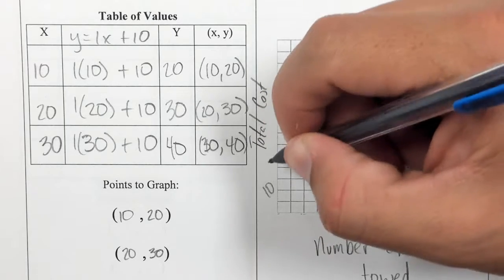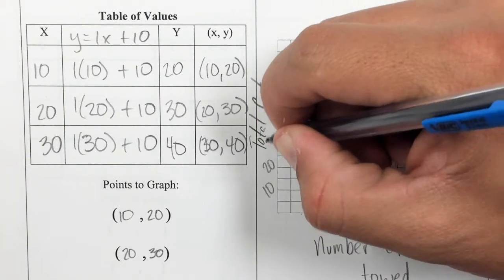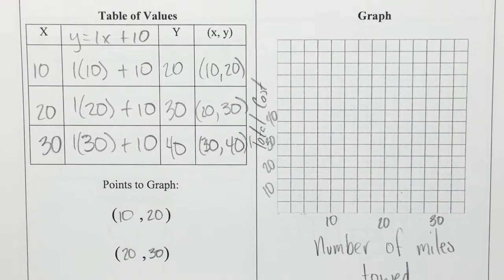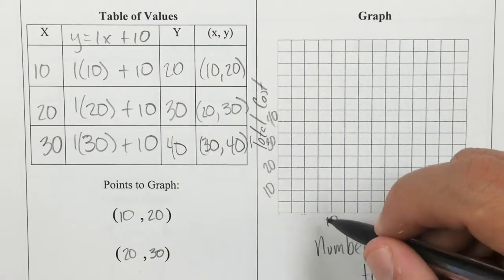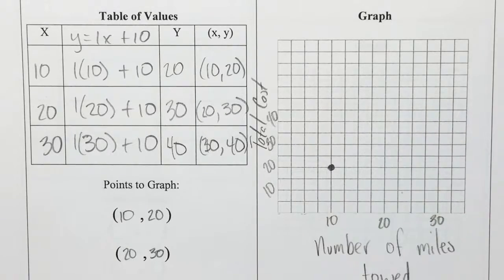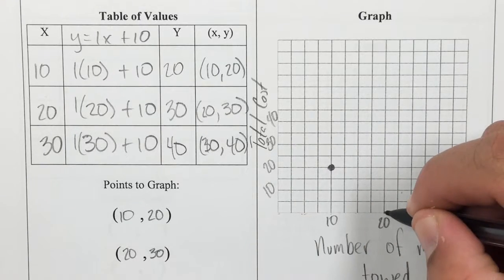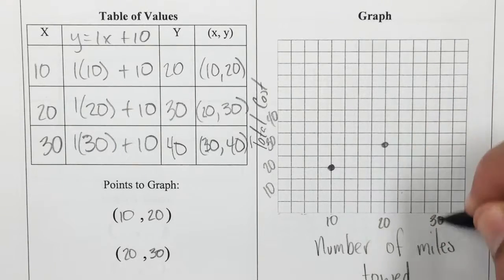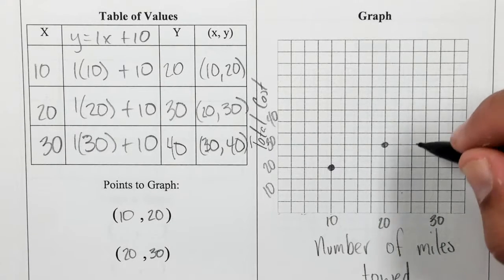I'll do 10, 20, 30, 40. Okay? And you don't have to do the same thing as I did. You can do it however you would like. And then we just graph it. Okay? 10, 20, 20, 30, and then 30, 40.